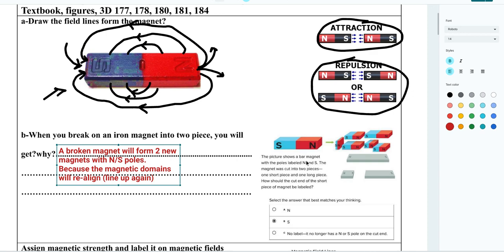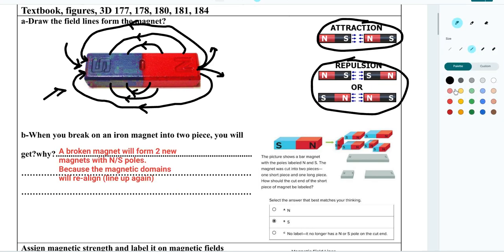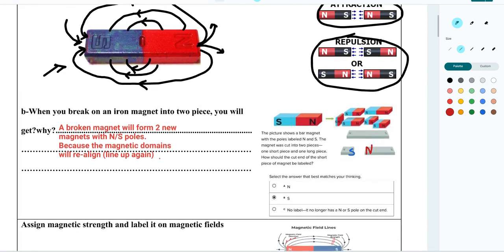So realign just means to line up again. The picture shows a bar magnet with the poles labeled north and south. In this example, here we have north, and then a question mark is there. So we would want to change to a pen. That question mark will actually be, and let me use blue since south is always blue, south on this end. And here, this would be north. Okay, and here's the reason. A broken magnet will form two new magnets, each with their own north and south poles.